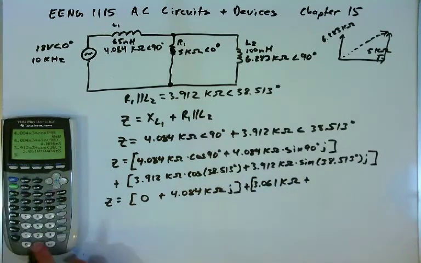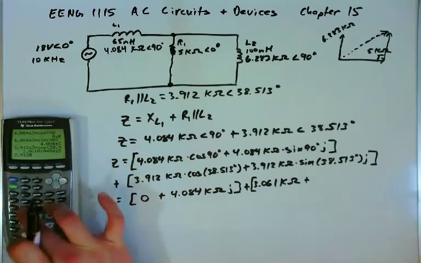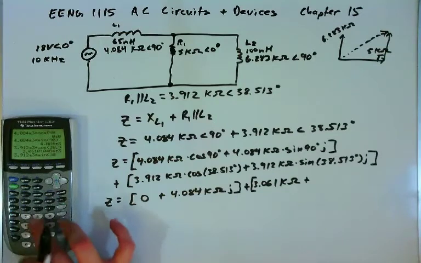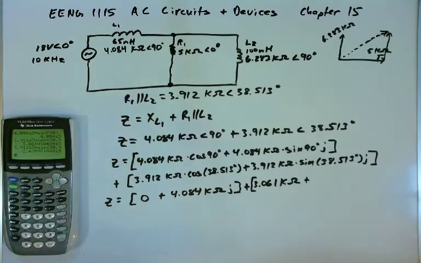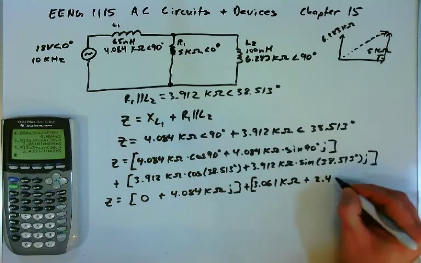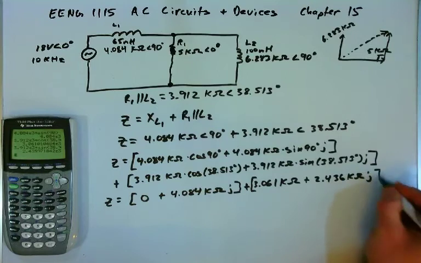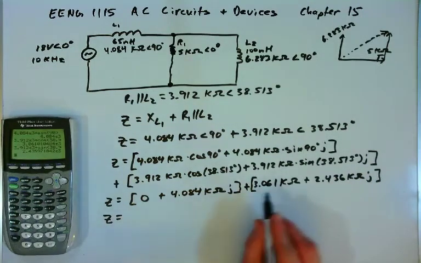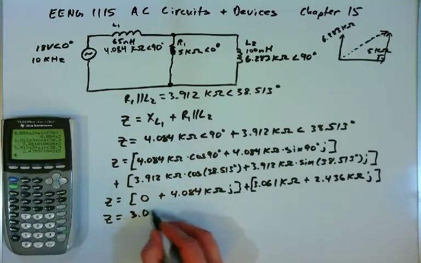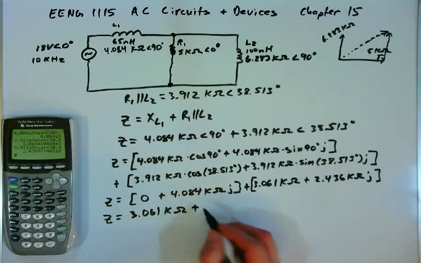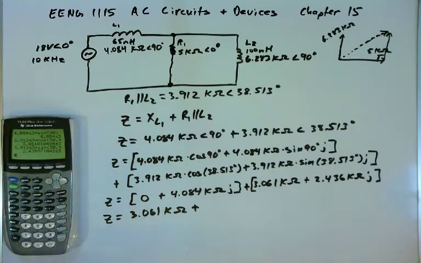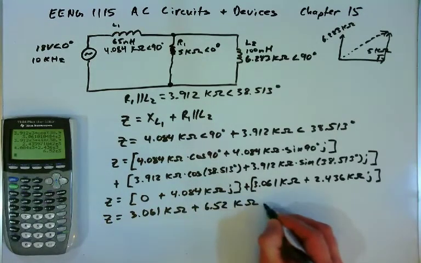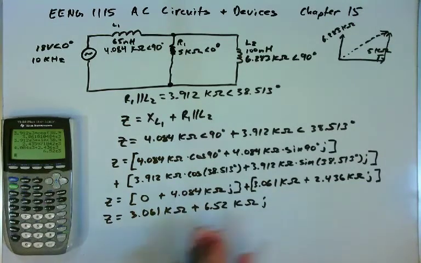Plus the y component now, 3.912 kilo times the sine of 38.513 degrees, and the y component will be 2.436 kiloohms J. Now we can add the vectors. 0 plus 3.061 is just 3.061 kiloohms, plus 4.084 kilo plus 2.436 kilo will be 6.52 kiloohms J.